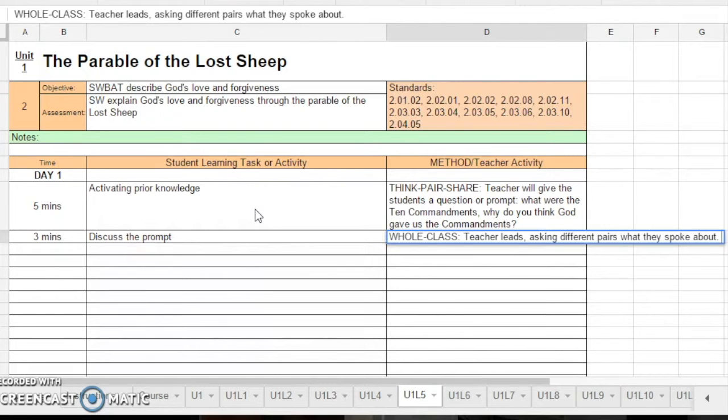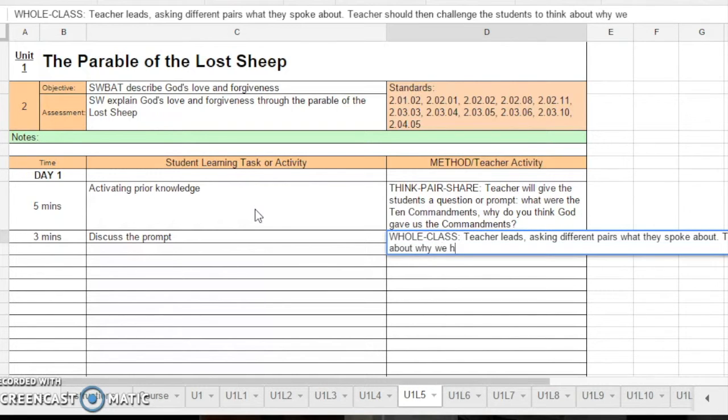Having talked about the question or the prompt, the teacher should then challenge the students to think about why we have rules at home and at school. The teacher wants the students to eventually come to the conclusion that we have this at school because parents and teachers want us to be safe. These little brackets here are good because you know the conclusion that you want the students to reach. So that's why I put them in there.